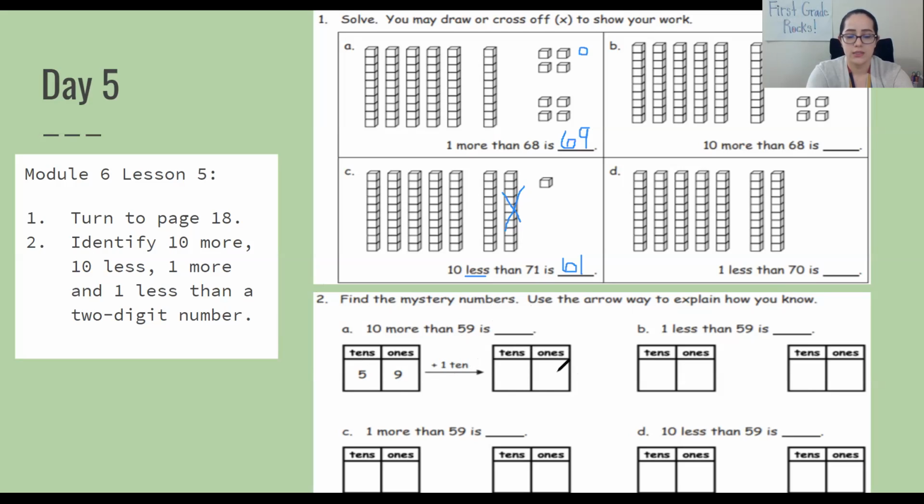So I know my ones place is not going to change because we're just working with tens. So 5 plus 1 more 10 is going to give you 6 tens. So let's go ahead and complete the statement. 10 more than 59 is 69.